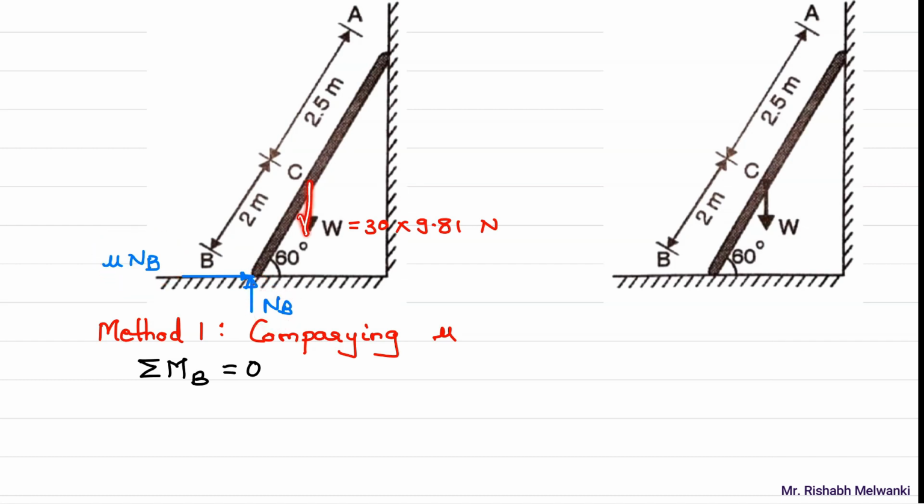So I'll consider first the moment of W. It is clockwise. So minus W into 2 cos 60. This is the moment of the W force. And the W value we already know. What is that W value? Minus 30 into 9.81.